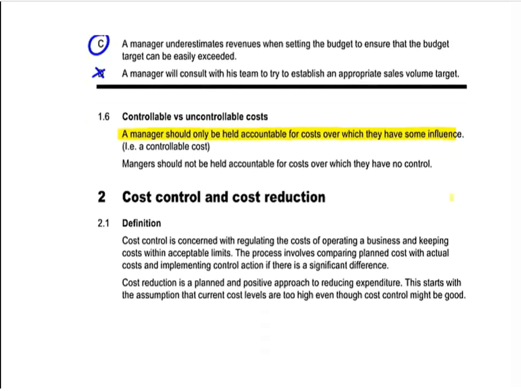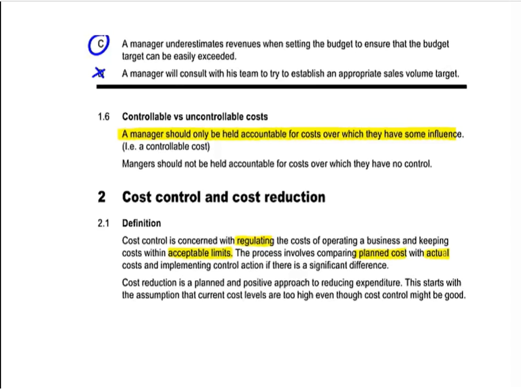The second area that we're going to look at in this chapter of implementation is all about cost control and reduction. So as a definition then, cost control is all about regulating the costs and keeping them down within acceptable limits. And one of the ways that that is undertaken then is by comparing what we thought it was going to cost with what it actually cost. So variance analysis. And we'll see more of that later on.